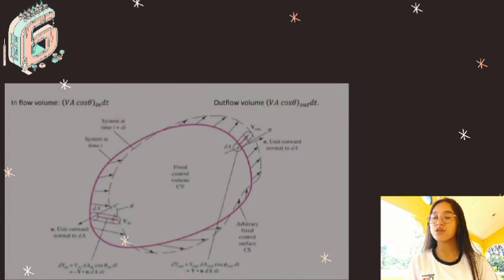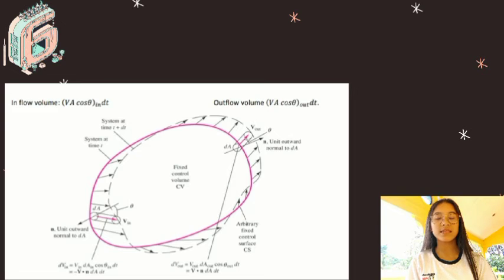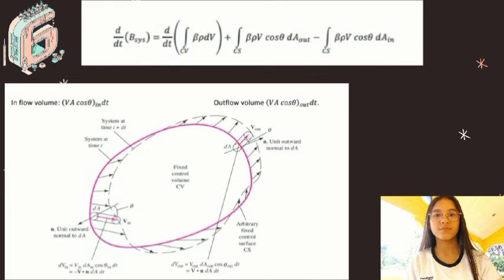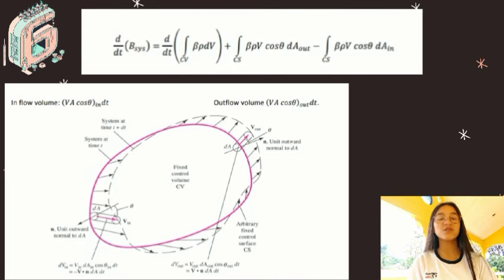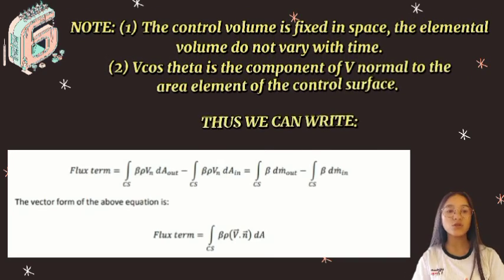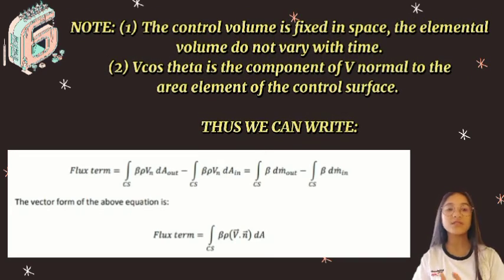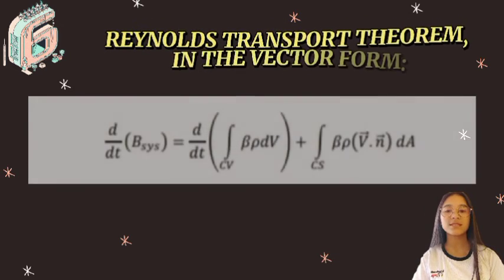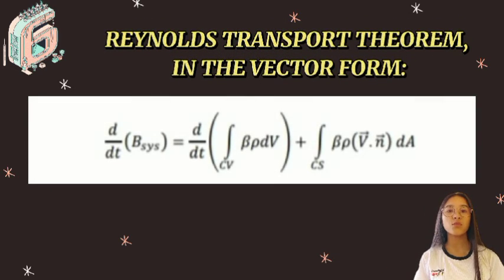For the system shown in the figure, the instantaneous change of B in the system is the change within the control volume plus the outflow minus the inflow, which refers to this equation. With this equation, we note that the control volume is fixed in space, so the elemental volume does not vary with time. Also, V cos theta is the component of V normal to the area element of the control surface. Thus, we can write the equation in this form, and the vector form of the above equation is this equation. Thus, we arrive at our desired Reynolds transport theorem in vector form, which is this equation.